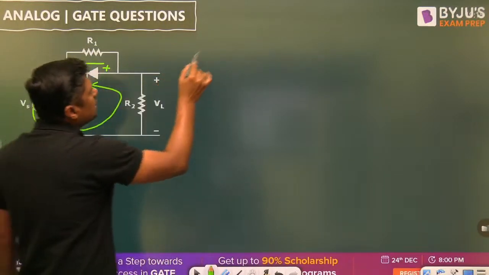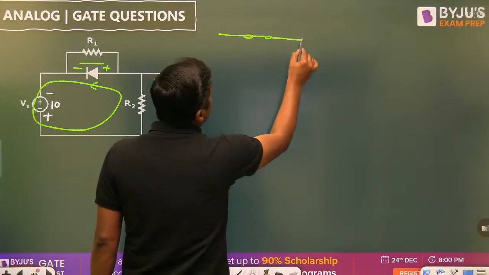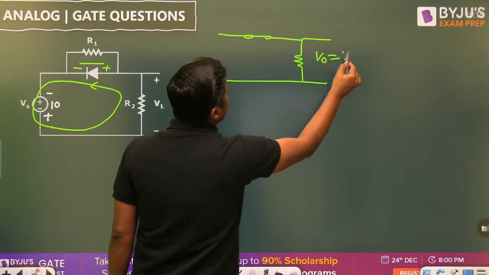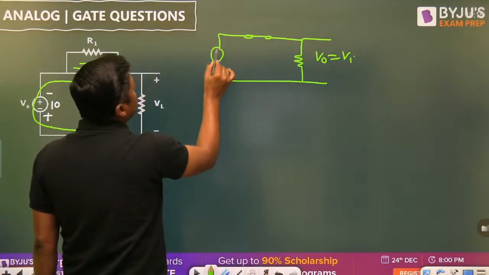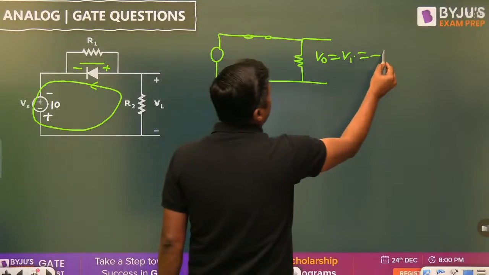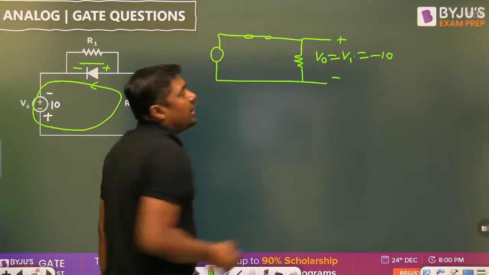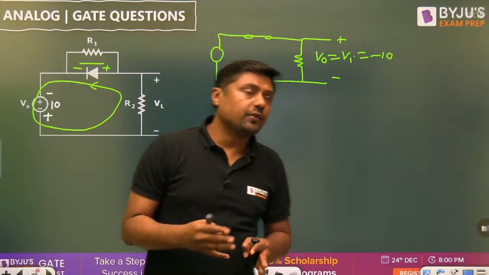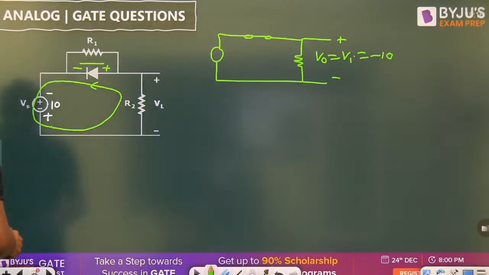When it short circuits the resistor, what is the output? Output is exactly a replica of the input in reverse bias. So what is the output? Minus 10 volt. So during the positive half it is 4 volt, during the negative half it will become minus 10 volt.